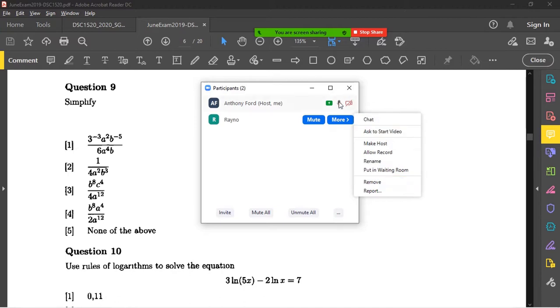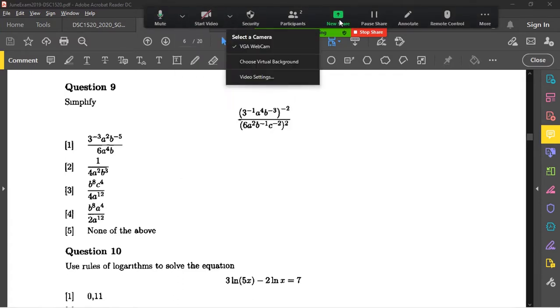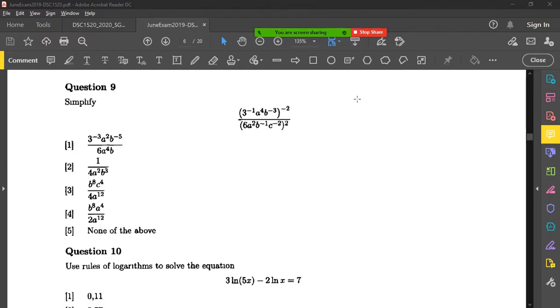Oh, I think you can actually write on the screen. I don't have to give you that option. I think you can do it already. If you go to your options here on Zoom, you should have an annotate button here. Annotate, yes. Okay, then you can write on the screen.